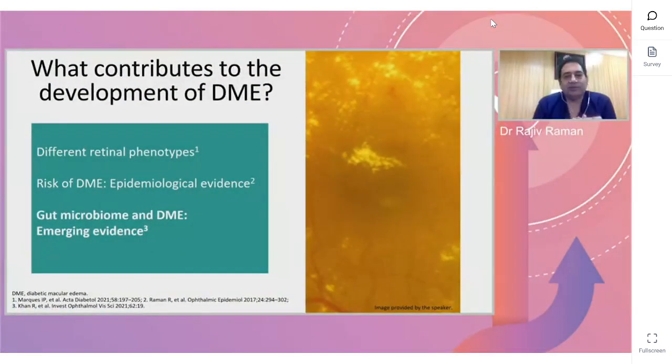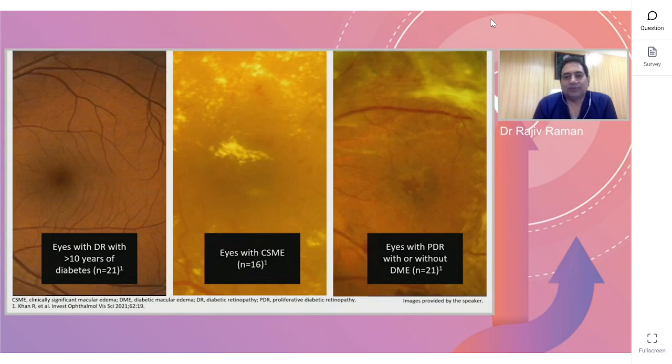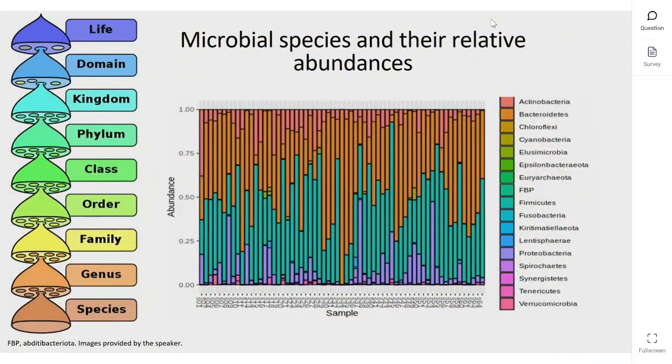There is now emerging evidence that there is also some role of gut microbiome in diabetic macular edema, and this is one of our recent studies, where we tried finding an association between gut microbial abundance and sight-threatening retinopathy. So we had patients with many years of diabetes without diabetic retinopathy, those with macular edema, and those with proliferative retinopathy. And this is the microbial abundance. So what we are trying to look at is the phylum level. And you can see this is across all the samples.